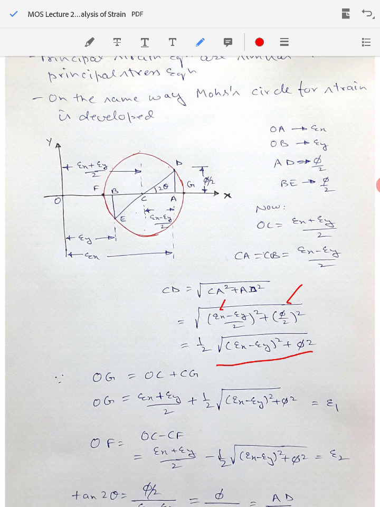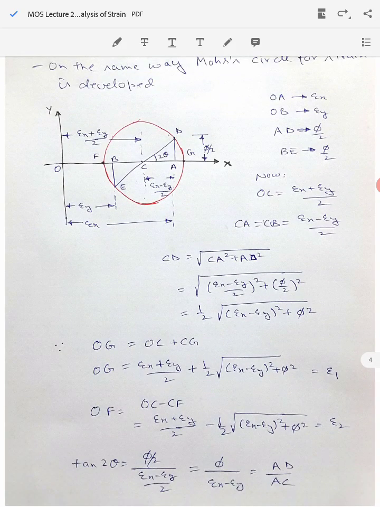So you substitute for OC from here, and for CG you substitute from here, and you will get the value of the first principal strain epsilon 1. Similarly, you can define OF as OC minus CF, and when you substitute the values of OC and CF, you get the value of epsilon 2, or the second principal strain.